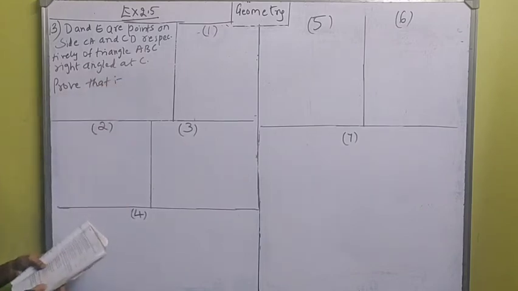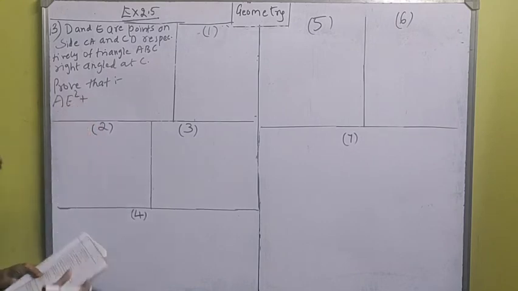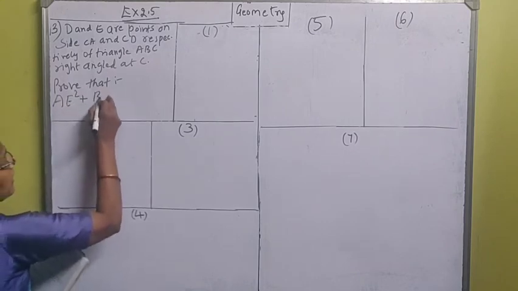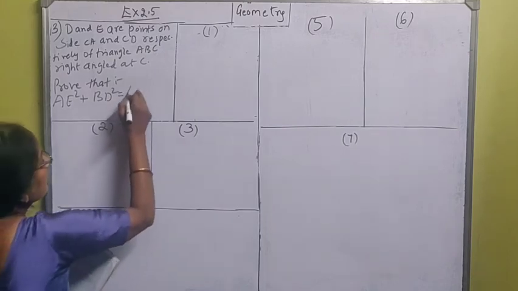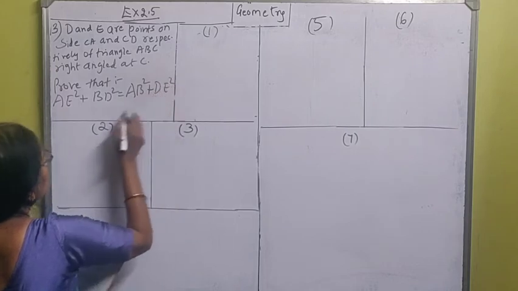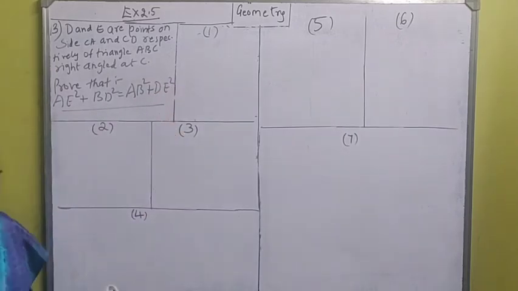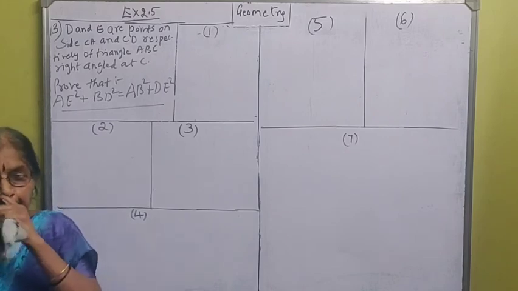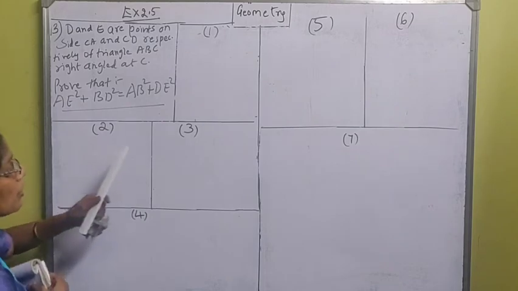What you have to prove? AE square plus BD square is equal to AB square plus DE square. This is what you have to prove. The diagram is not given, so I have to draw the diagram.